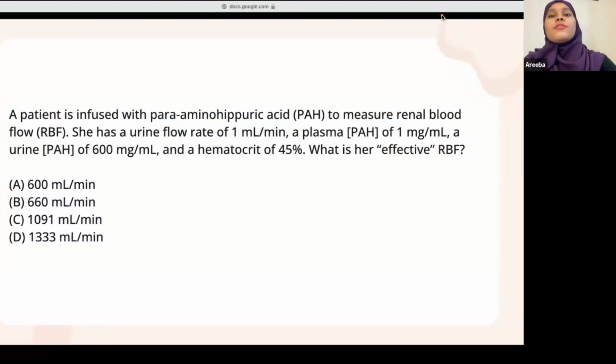Okay, so first question. A patient is infused with para-aminohippuric acid, which is PAH, to measure the renal blood flow. She has a urine flow rate of 1 milliliter per minute, a plasma PAH of 1 milligram per milliliter, and a urine PAH of 600 milligrams per milliliter. What is her effective renal blood flow? You can either answer in the chat, or if you feel like you want to talk, it's okay. You can unmute anytime.